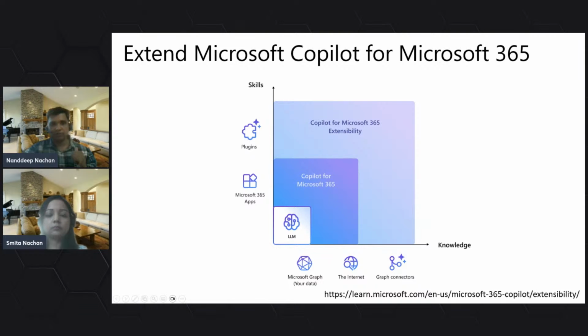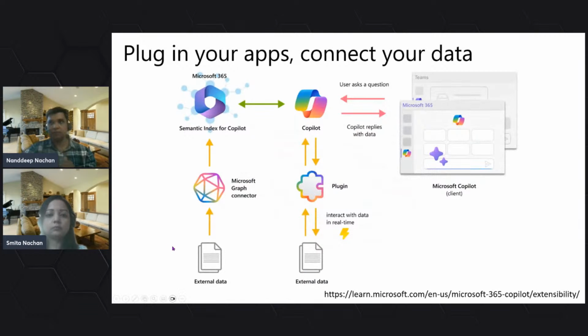How that works we will see, but let's go ahead and see how you can build those plugins as well as the Graph Connectors. There are two ways of extending Copilot for Microsoft 365: augmenting Copilot with skills through plugins, and grounding it with organizational data through Graph Connectors. So first of all, let's see about plugins.